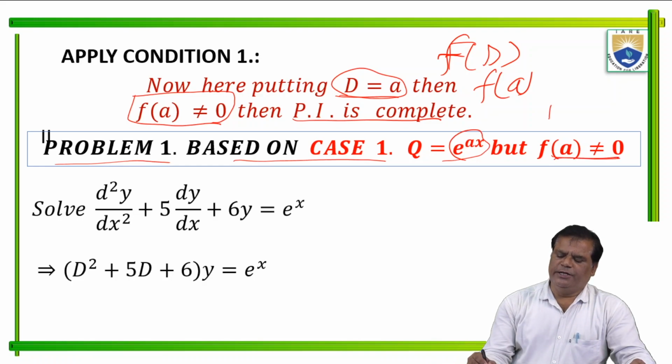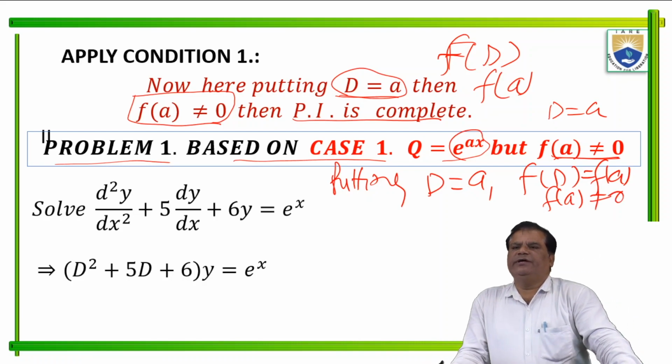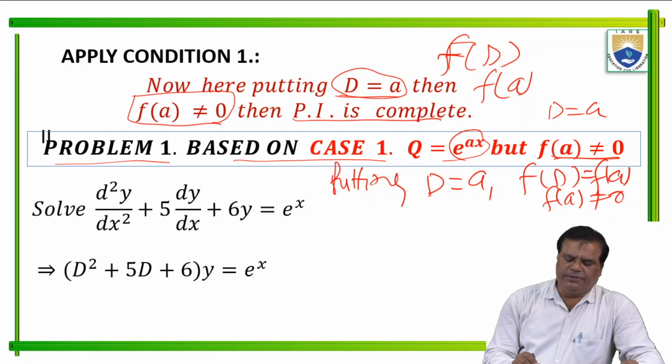Here, putting D equal to a in f(D) means f(a). f(a) is not 0 here. So we solve the problem that depends on Case 1.